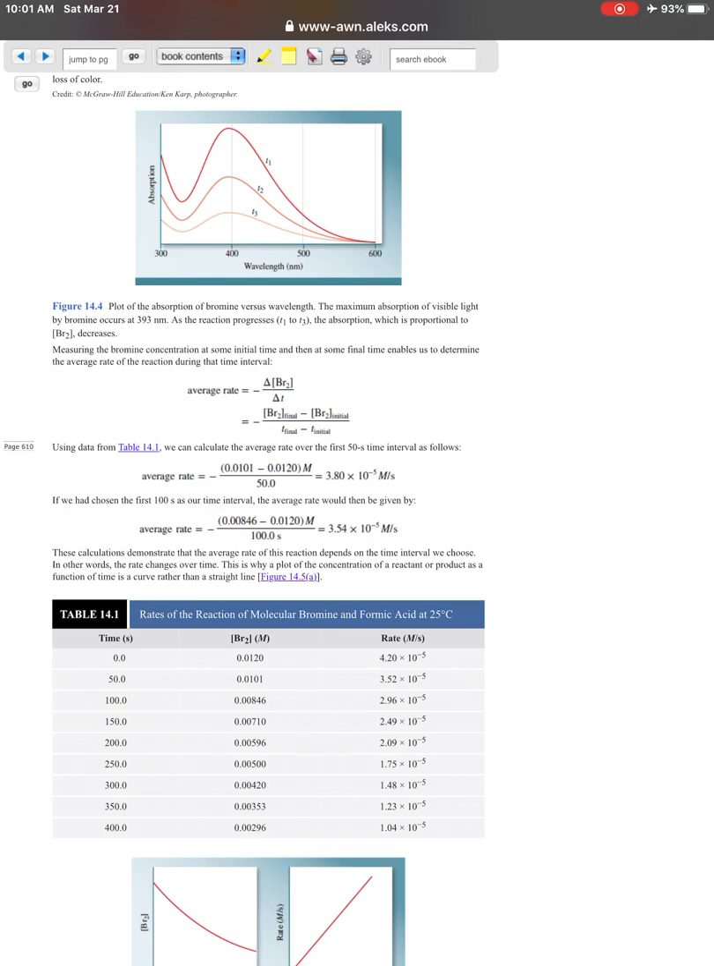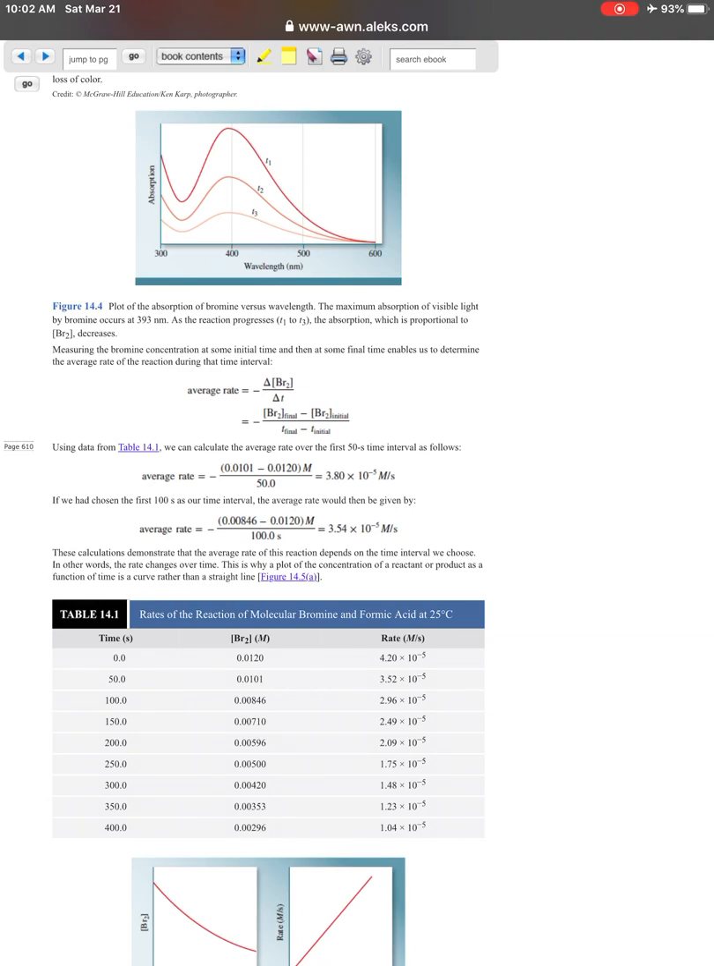So from 300 to 600 nanometers, which is in the ultraviolet range and the visible range, you can see that the bromine is changing its absorbance. At T1, it's very, very high. That means there's a lot of bromine in there. At T2, it's reduced by about a half almost.